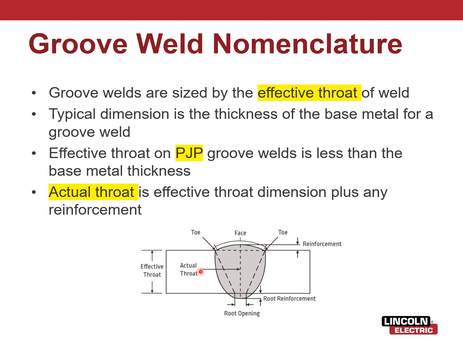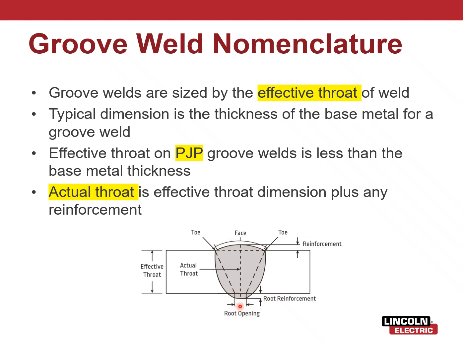But the actual throat is what you get with the reinforcement, whether it's on one side or both sides. Because now on groove welds, we don't just have reinforcement on the face. If it's an open root, you're going to have reinforcement down at the root as well. And so that discontinuity that we've talked about, excessive reinforcement when you've got too much buildup, well, now you might have that on the back side as well. So effective throat is going to be the weld material through the cross section of the base material. The actual throat, which you get after you have that weld, is going to include reinforcement, and that's face and root reinforcement.